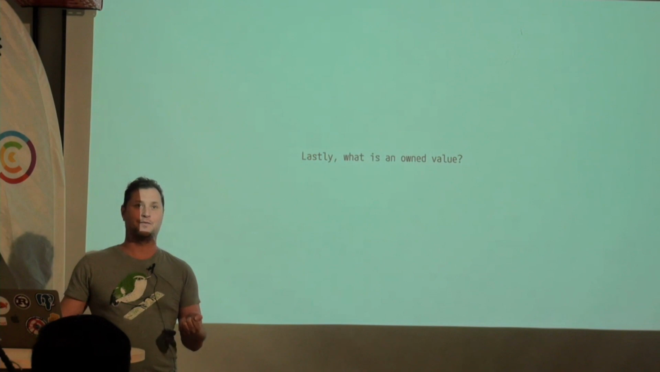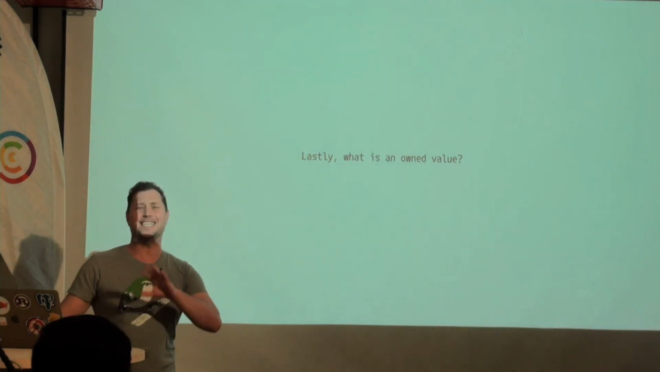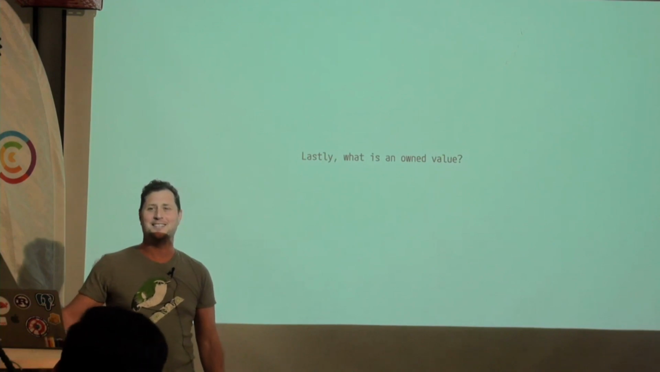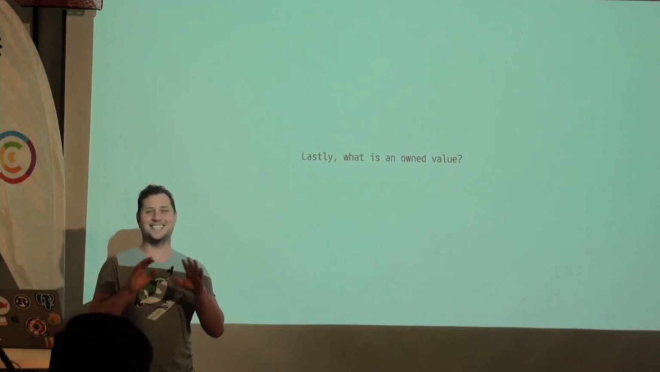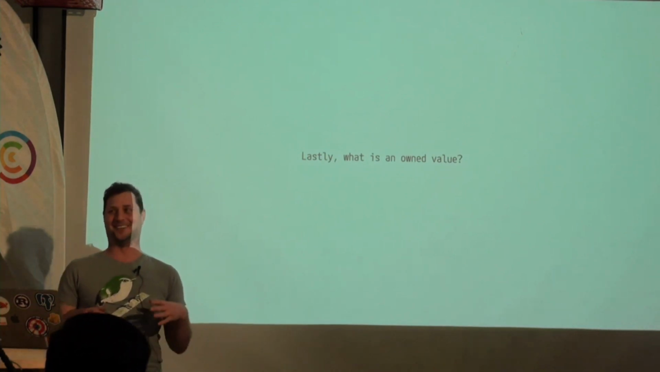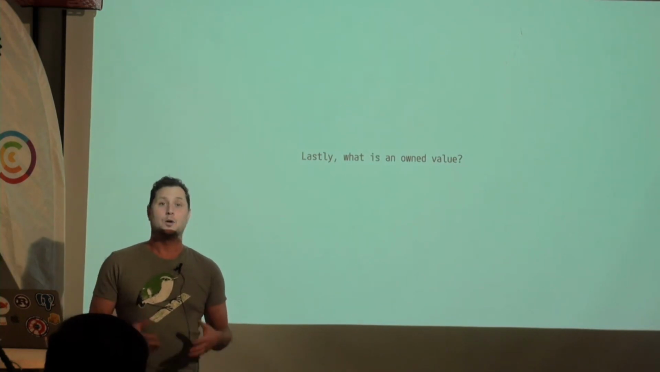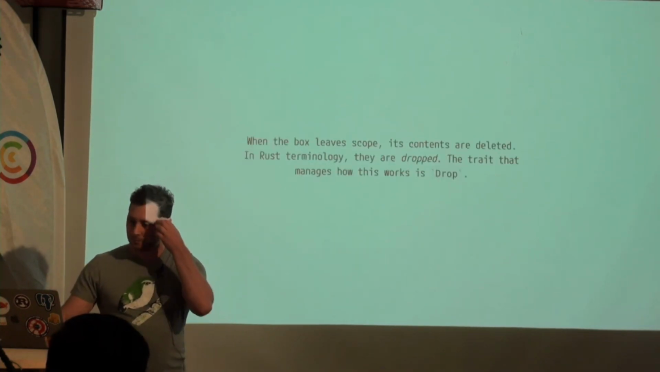There is one final concept that we should define, and this is ownership. And this is like the easiest thing to define in the whole of Rust, right? No one has any issues with borrowing or owners. Okay, so what is an owner?